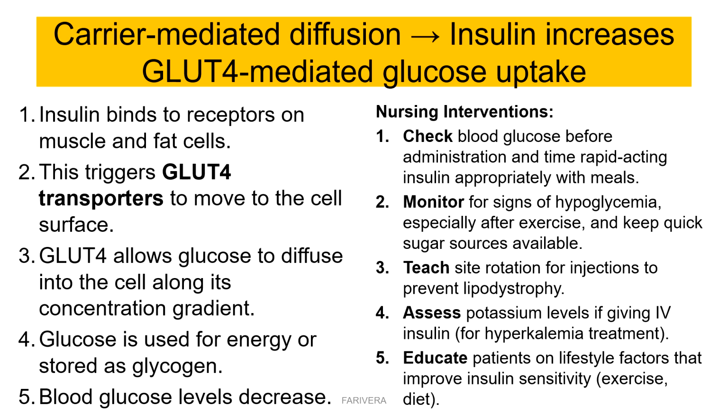For nursing practice, this explains why blood glucose should be checked when appropriate before insulin administration and why patients must be monitored for hypoglycemia. This particular slide also reminds us of injection site rotation and potassium monitoring when IV insulin is used to manage hyperkalemia. Again, the cellular mechanism helps us understand the nursing intervention.